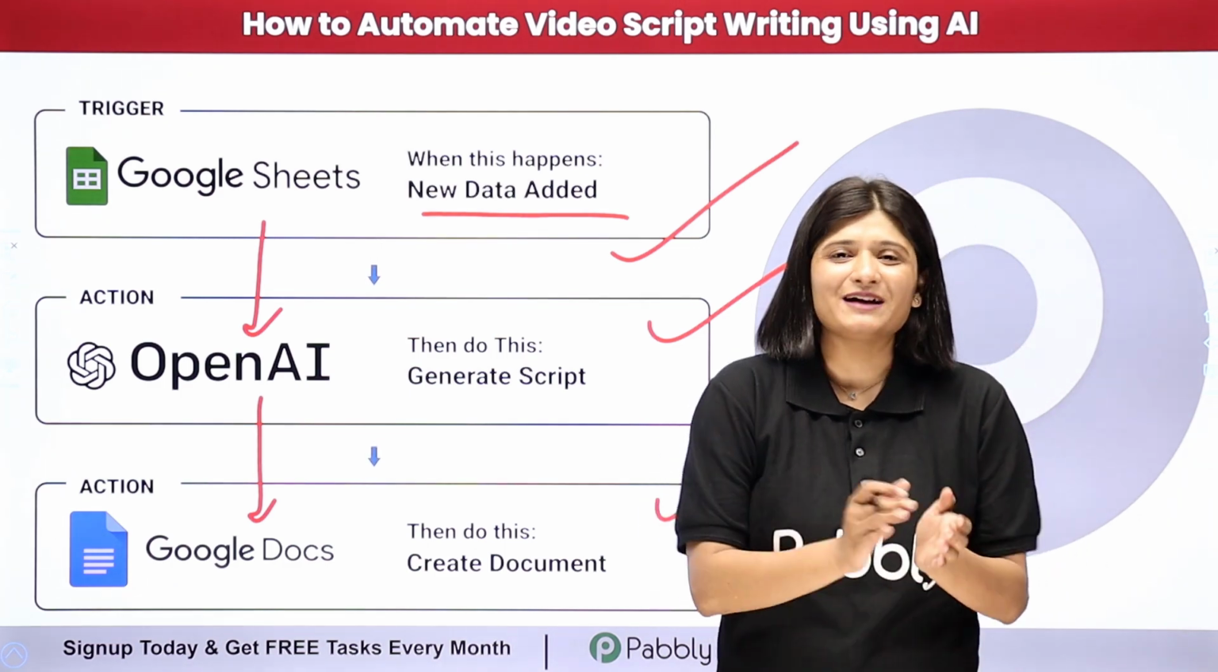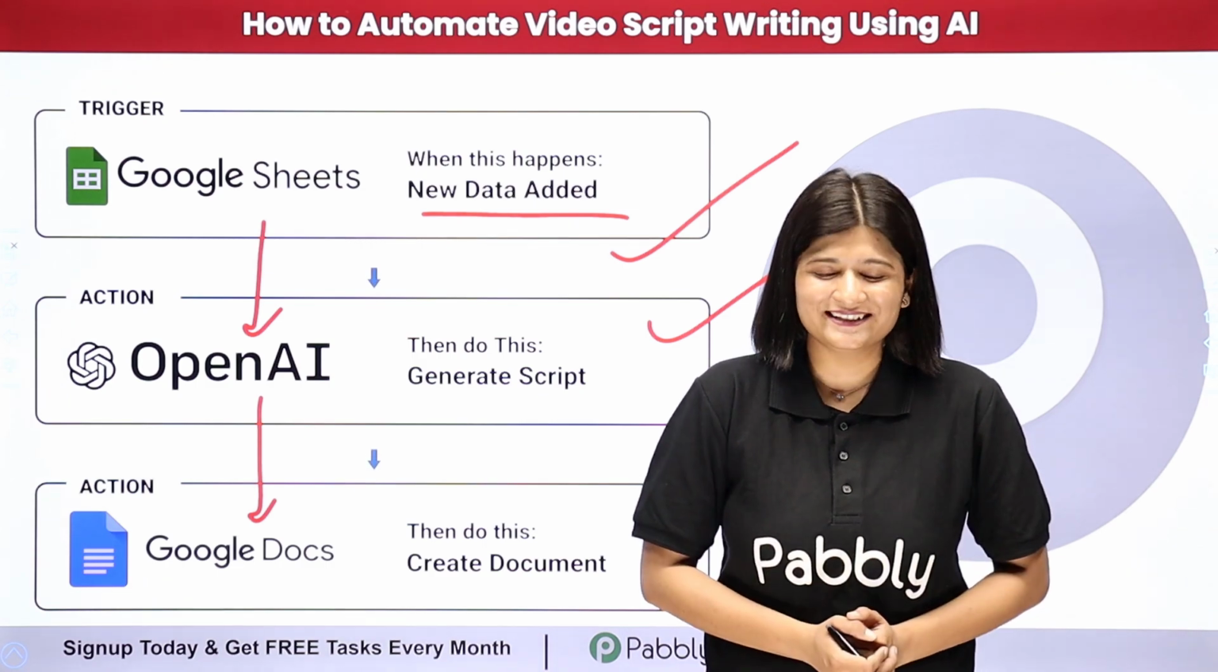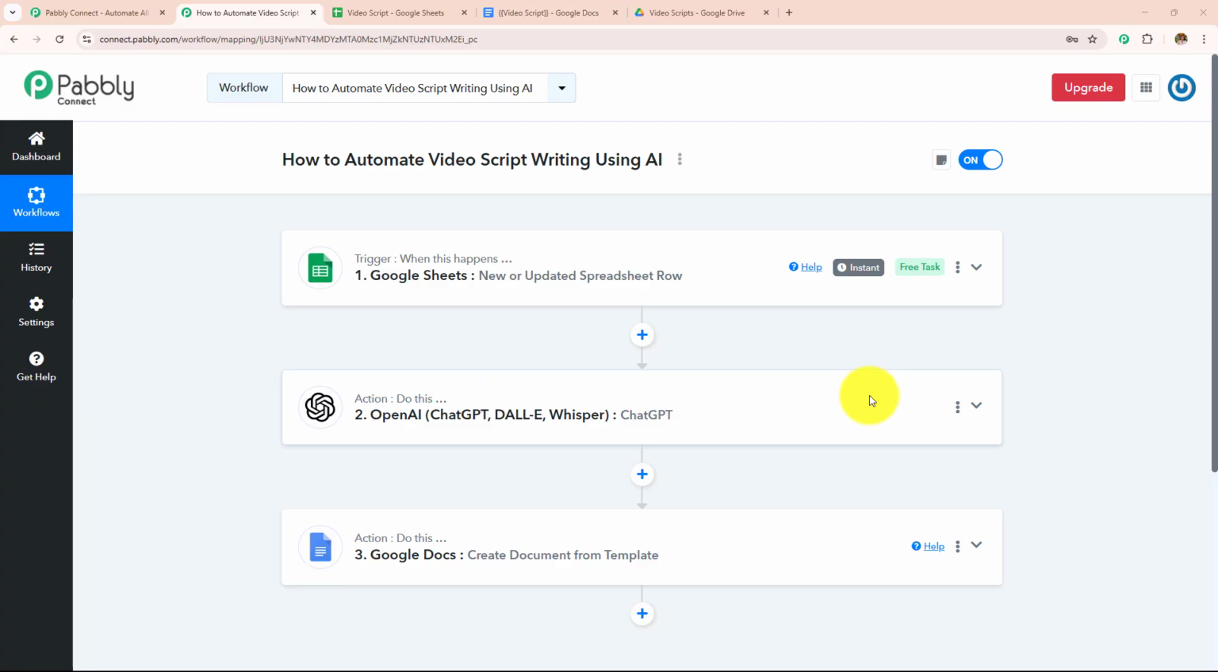Now, if you want to learn the step-by-step process, then let me take you all to my screen. In this video, we are going to see how to automate video script writing using an AI agent. For this, I have created an automation workflow where I have built a connection between Google Sheets, OpenAI and Google Docs. And now we are going to check whether this automation workflow is working fine or not.